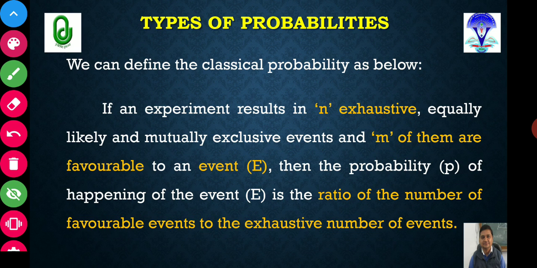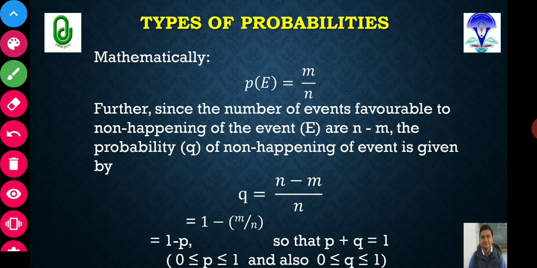the formula. So mathematically you can see the probability of event E is equal to the ratio of favorable events, that is M, to the total number of exhaustive events, that is N. So P of a particular event is equal to M by N. M is the favorable event and N is the total number of events.